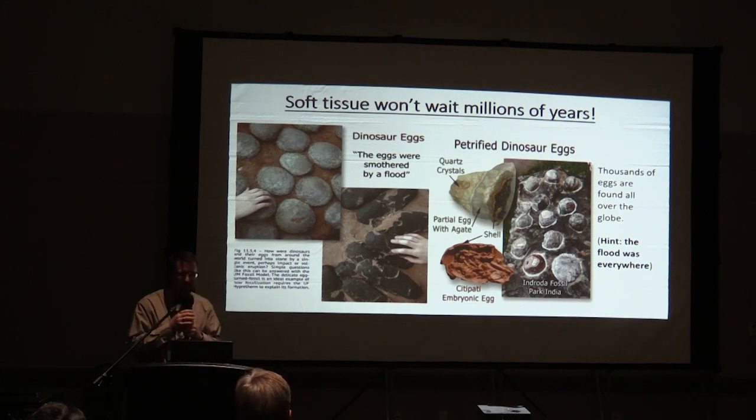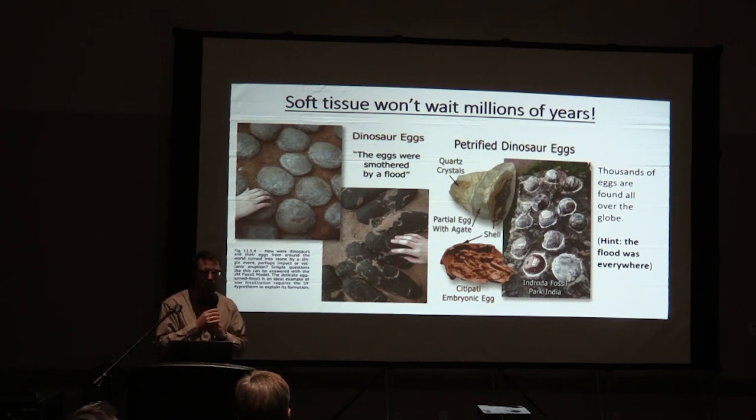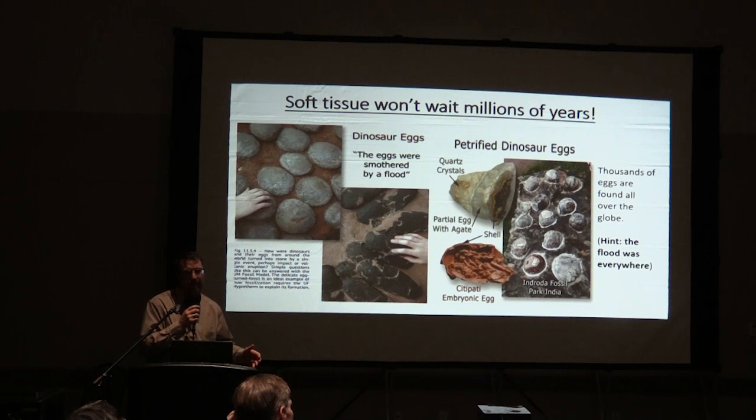These are eggs that turned into fossils. So these eggs are now rocks. You can see the embryos of these dinosaurs and such. There's thousands of these all over the world, including recent finds. So again, rotten eggs. They stink. It happens. And these guys, they're still here.